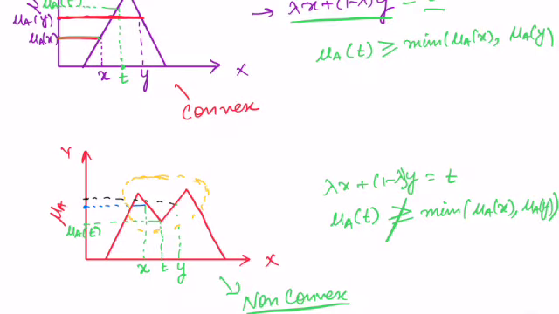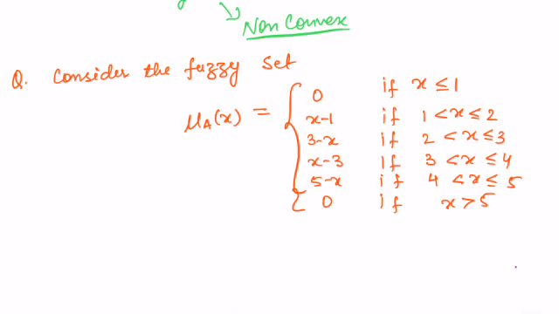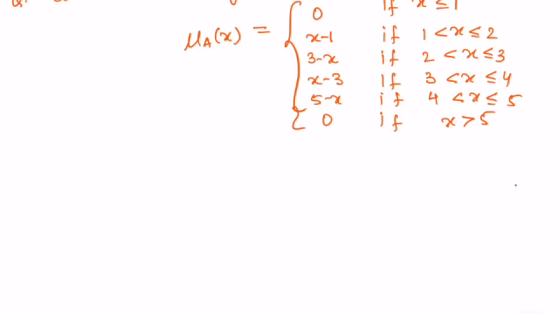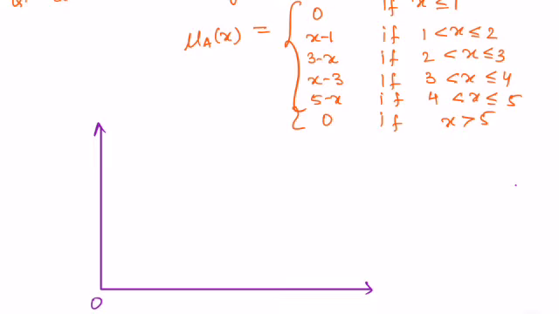Let us move on and understand this through an example. Here I am ready with an example. This axis represents the membership grade. So I am drawing this, we have x, y. Let us plot these points. What points? 1, 2, 3, 4, and 5.